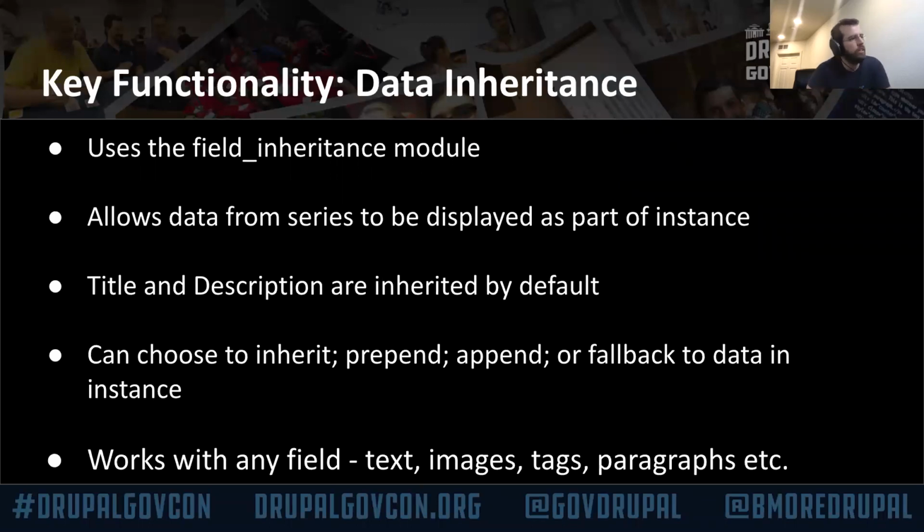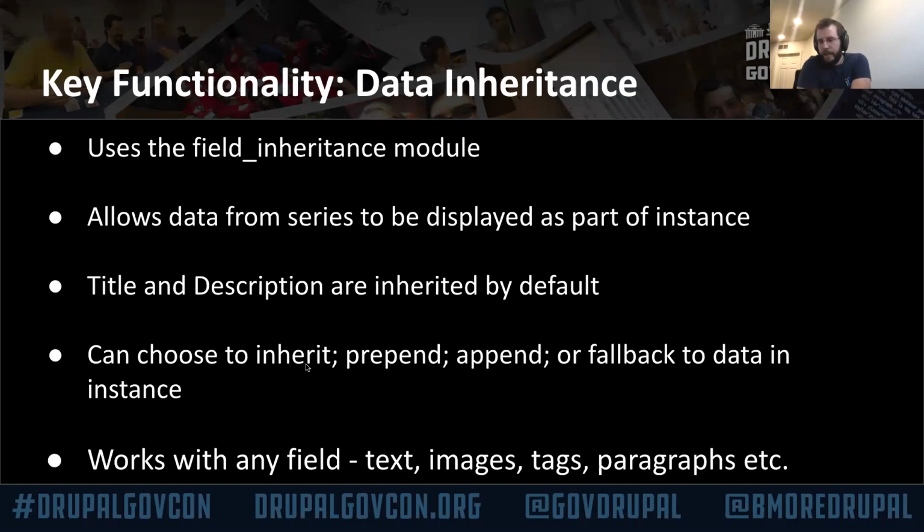So with data inheritance, there are 4 ways of doing this. You can inherit data from the series. That basically just takes data straight from the series and displays it on the instance. Title is a good example. You can prepend, so for example you have an additional description field on your instance, and you want to put that before the series description when someone is looking at the event. The other way of doing it is append, where you put it at the end, after the series description. And then the final way of inheriting data is a fallback.